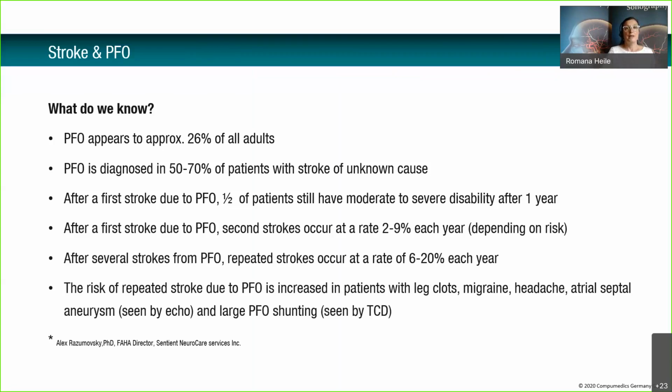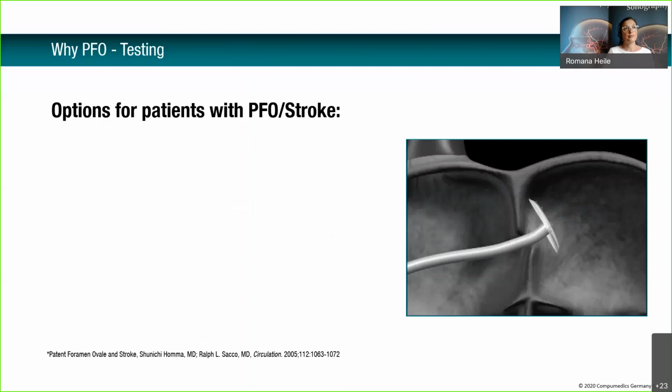And also if people have different risk factors, like migraine, headache, atrial septal aneurysm, things like that, and there is a PFO, that will lead to an increased risk of stroke. So what are the options for people when we do a PFO test and we find PFO positive, meaning that there is a hole in the heart?